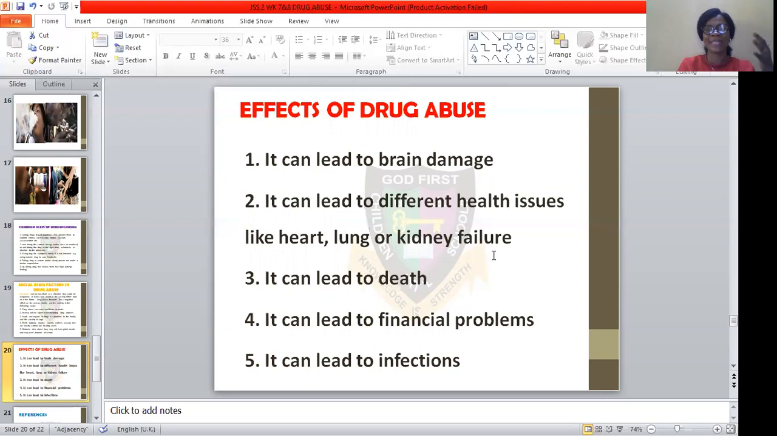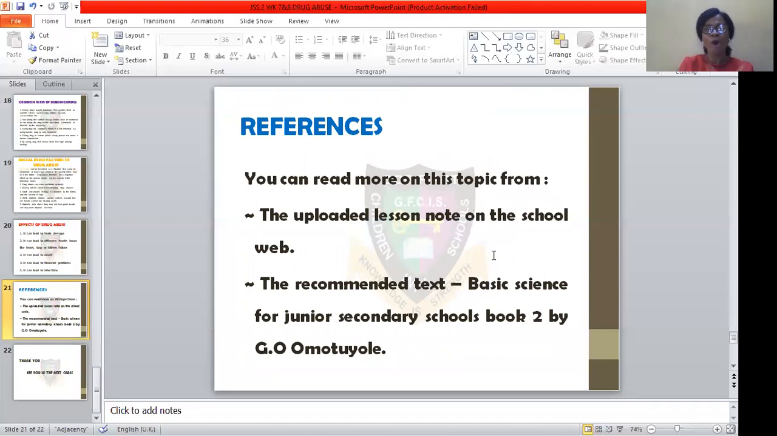You can see some of our celebrities in Nigeria and the world at large. I have names. You can Google it. Big people, celebrities that died or lost their lives using drugs, especially hard drugs, substance abuse. These and many more are the effects of drug abuse. With this, I would like to tell you that we have come to the end of yet another interesting topic, drug abuse and its effects on us.